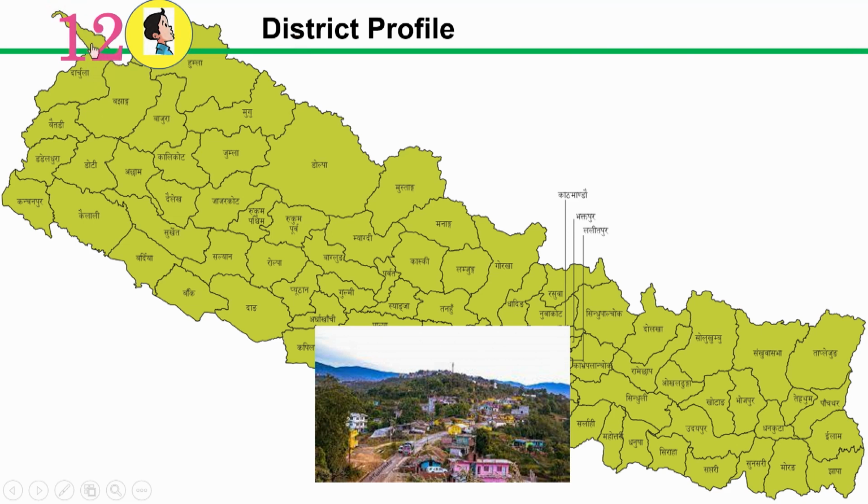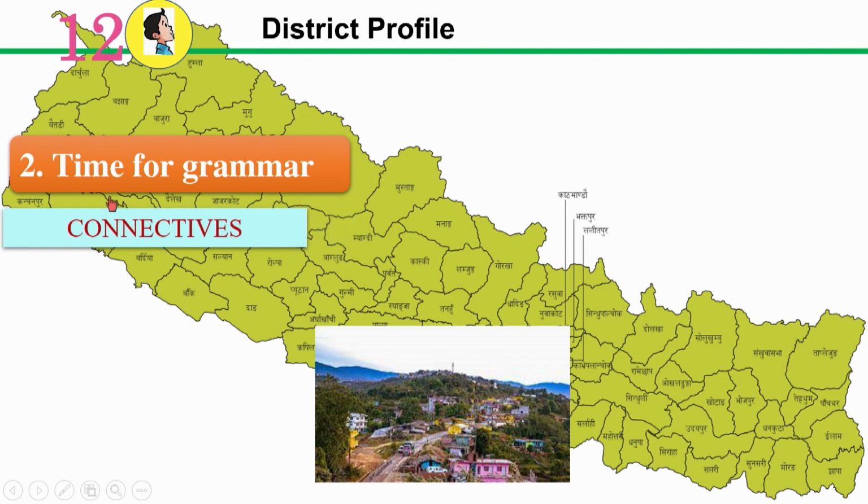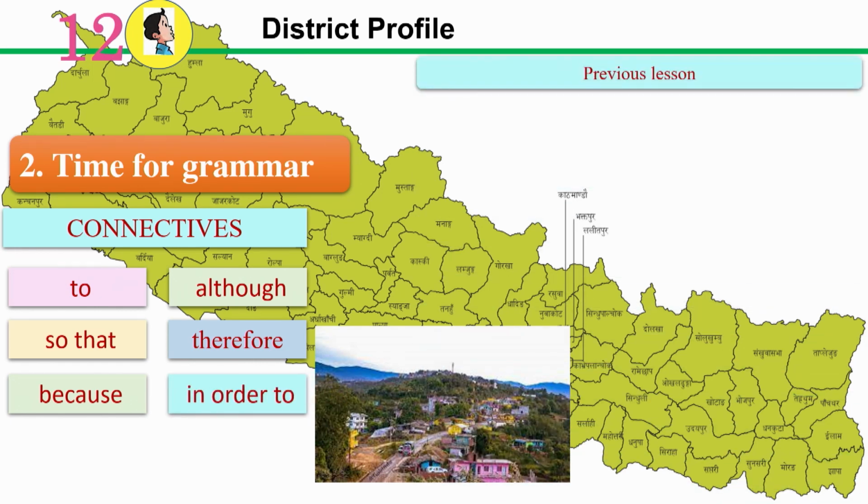This is in your book in Unit 12, and under District Profile we have different information about one district that we have already studied in our previous lesson, and we have time for grammar in today's lesson. So let me show you what we are going to learn today. We are going to learn some connectives in English such as to, so that, because, although, therefore, in order to.